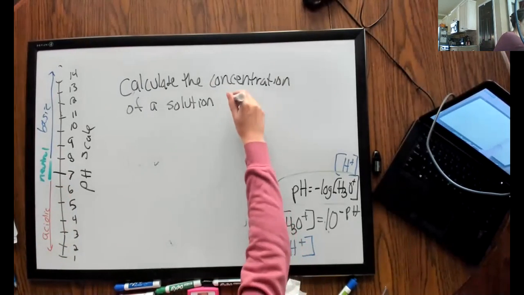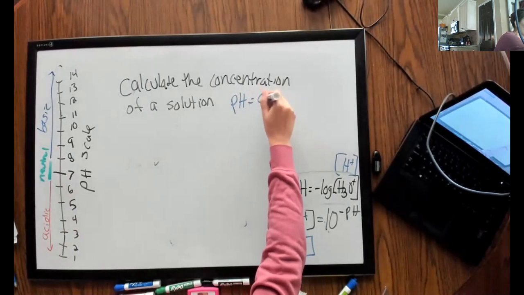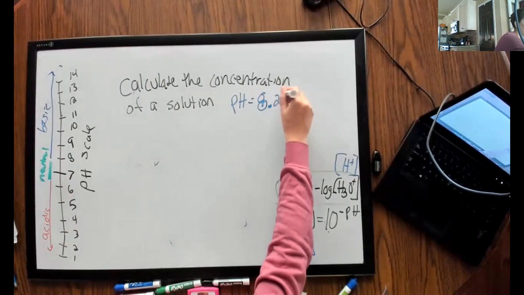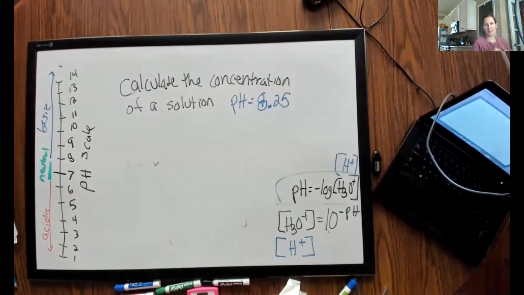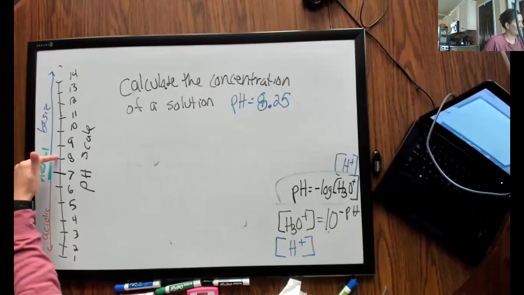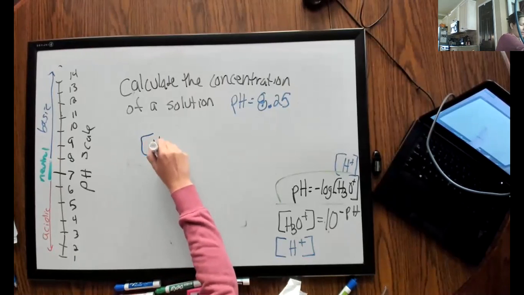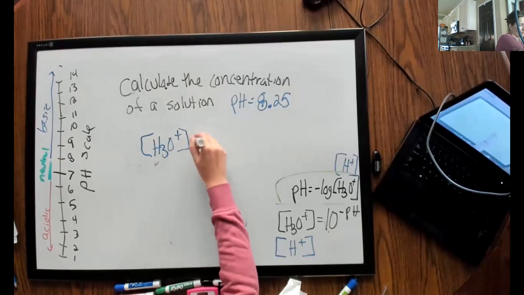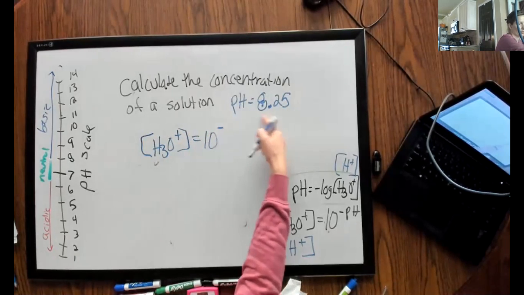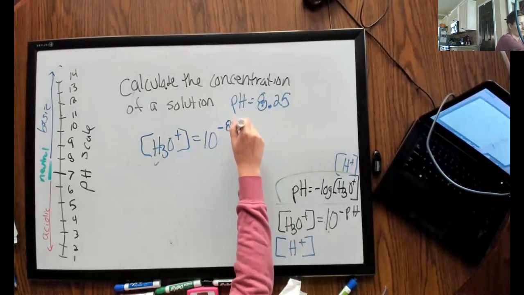So let's say the pH is 8.25. So it's not a whole number this time. Okay, so the pH is 8.25. Comparing it to the scale, slightly basic, right? So I know it's basic. Now I want to see the concentration. So looking at it, we're doing the same equation we just did last time. Negative, and then we're going to put the 8.25 up here.